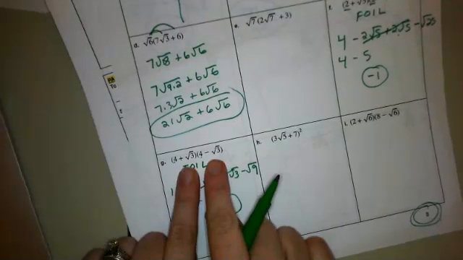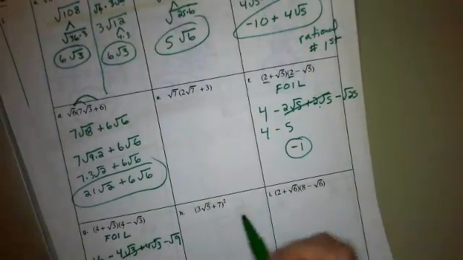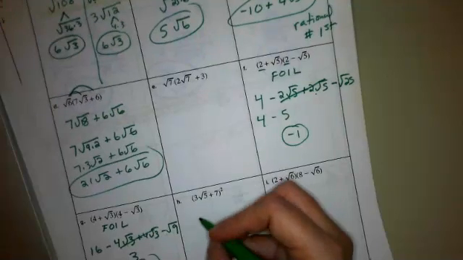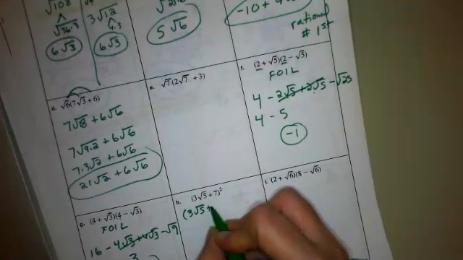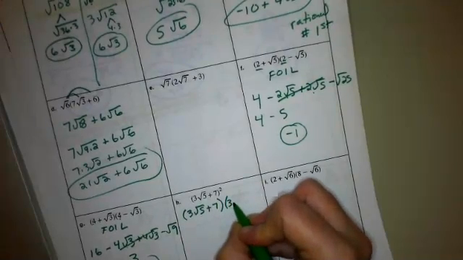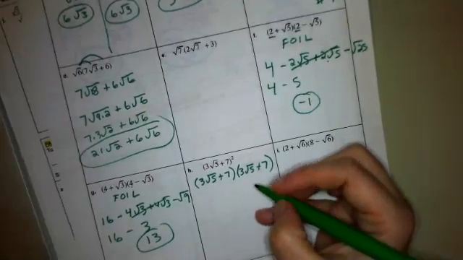Okay, now we could see that those were opposites of each other, right? Here we're going to have one where it's the same, right? We're going to take this term times itself. So here we have to write it out. We're still going to use FOIL, but first write it out. 3 root 5 plus 7 times 3 root 5 plus 7. Okay, now we just do the same thing with our FOIL.